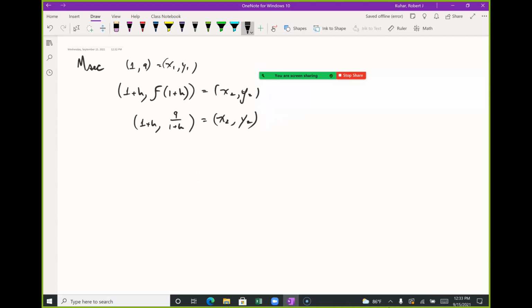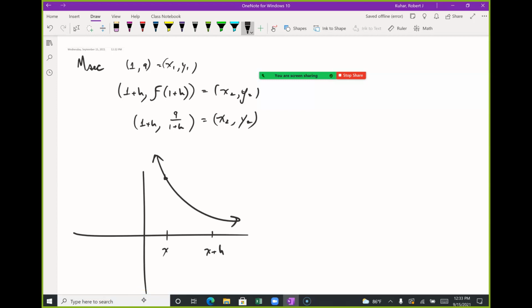Looking at my picture again, I had an x and an x plus h, but I had fixed the x at 1. So I had the point 1, 9, and the point 1 plus h, 9 over 1 plus h. And there's the secant line I want. I almost hit it.